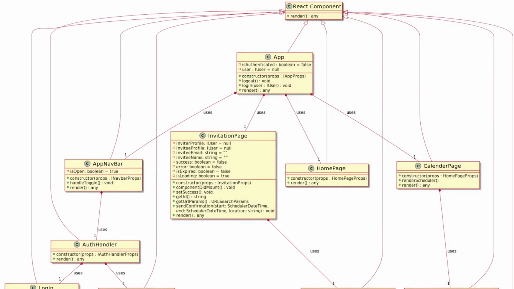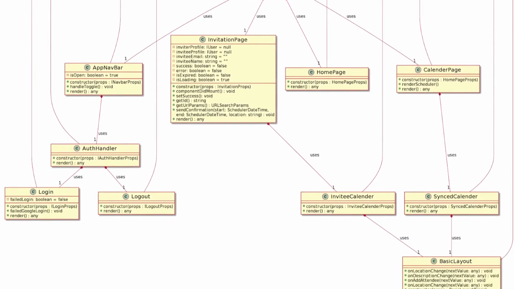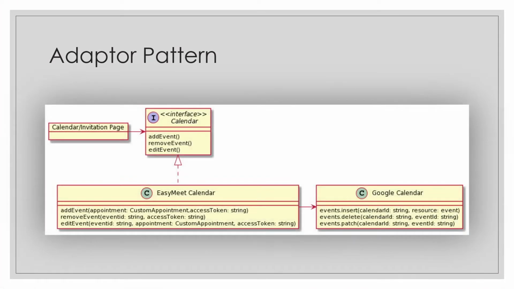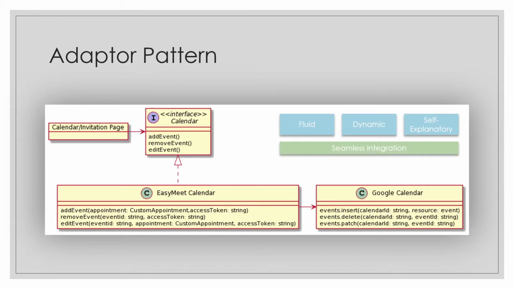Here's our final class diagram of the mediator design pattern representing our front-end user interface. We also use the adapter pattern for various components in our application, including the main calendar, as the existing Google Calendar didn't integrate smoothly with our app. Essentially, this adapter acts as a wrapper to the Google Calendar and communicates event information between it and our app. This satisfies our functional requirement of, of course, displaying a fluid, interactive, and self-explanatory calendar, as well as our non-functional requirement of seamless integration between our app and the libraries and APIs we use.